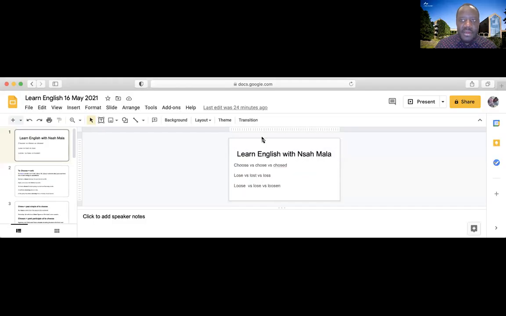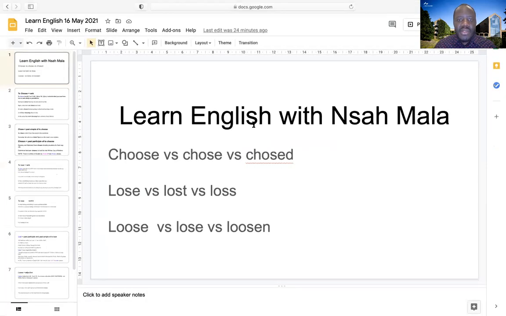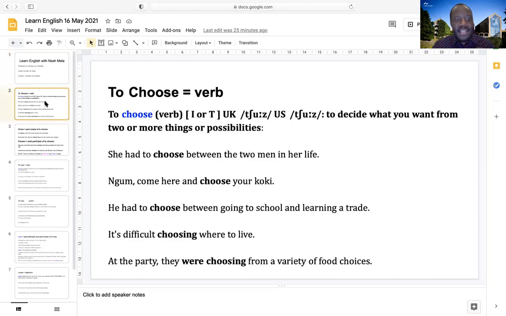That being said, I'm going to start off by sharing my screen. As you can see, we want to deal with choose versus chose versus choosed. And remember, this one does not even exist, the one with the D. And then also lose versus lost and loss. And then lose and loose and then loosen. Without further ado, let's dive in here.